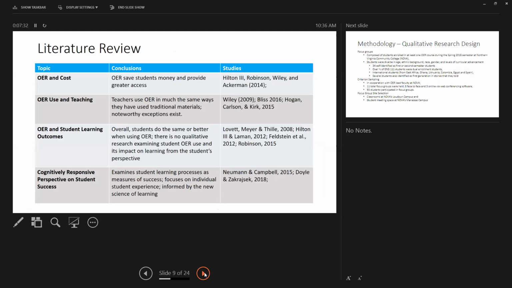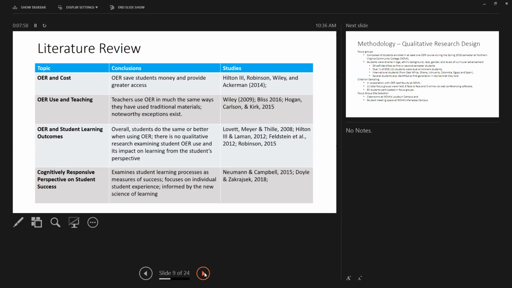And there are more studies, but I put in the third column some of the seminal, or perhaps most cited studies to show that. OER use in teaching, here's something very interesting that will not come as a shock to anyone in this room: teachers use OER much the same way as they've used traditional materials. Although noteworthy exceptions exist, in general, that's the fact.